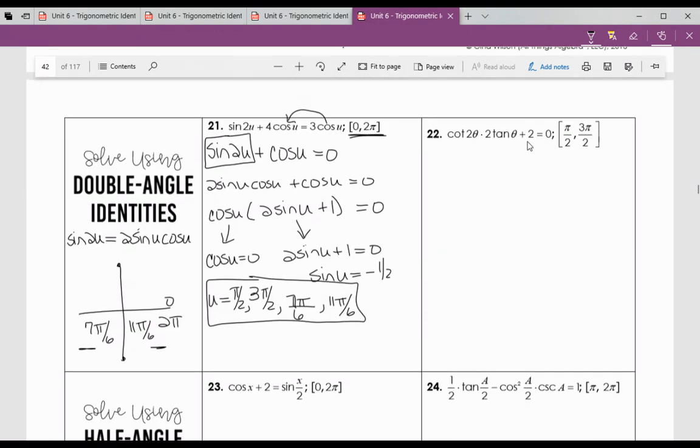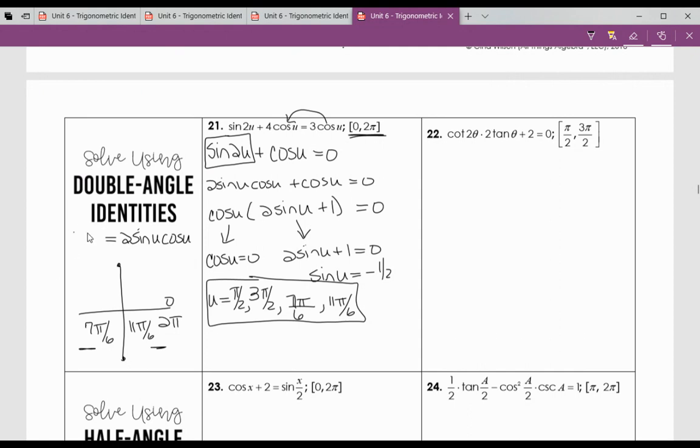So I have 4 answers. In the next problem, I have a double angle for cotangent times a tangent plus 2. So what I'm going to do is replace this with its equivalent. You have to be very careful with the double angle formulas, okay? So this is what happens when you have a double angle formula.